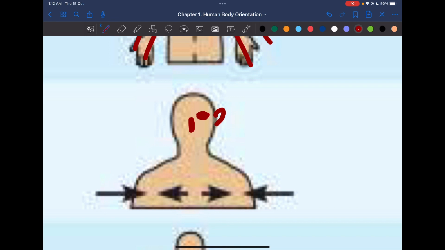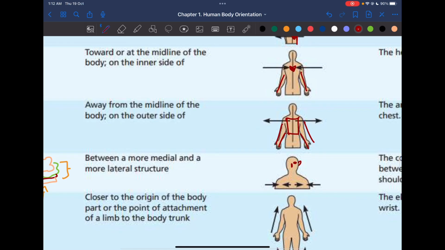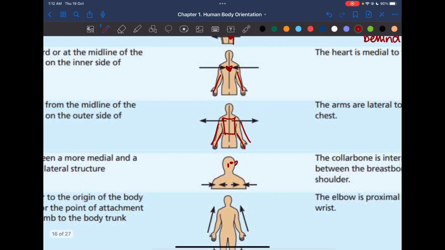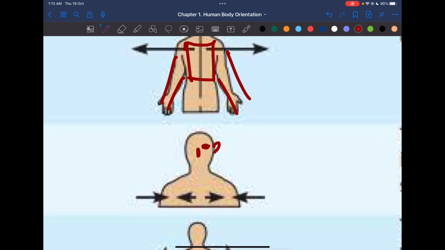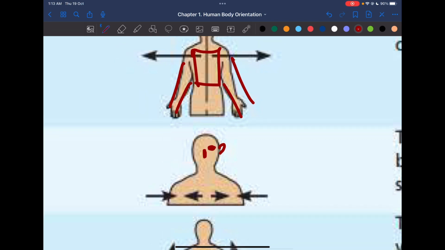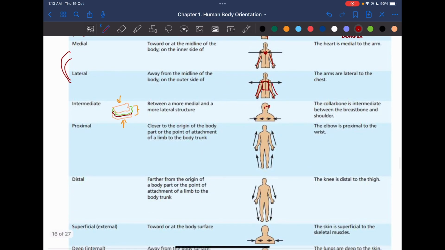The eye is intermediate between the nose, because the nose is more on the medial line, because here they refer to more medial and more lateral, one that's more in the middle and one that's more away from the midline, which is the ear, referring to the ear now. So the eye is intermediate between the nose and the ear. Makes a lot of sense, to me at least.